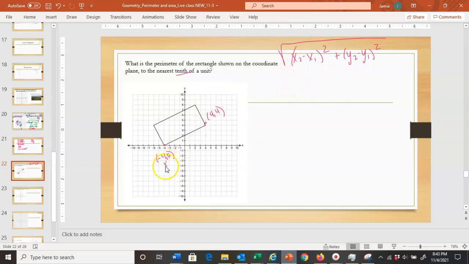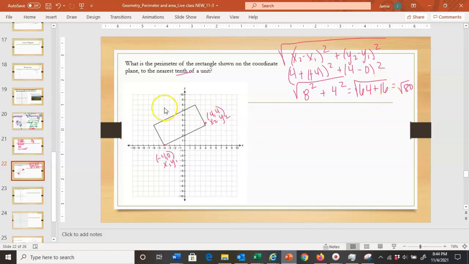And let's plug them in. Oh, I like to label. X1, Y1, X2, Y2. All right, now 4 minus -4. And then 4 minus 0. So this becomes positive. We'll have 8 squared plus 4 squared. So 64 plus 16. What is that? 80, square root of 80. Okay, so we'll leave this side square root of 80 and this side square root of 80.